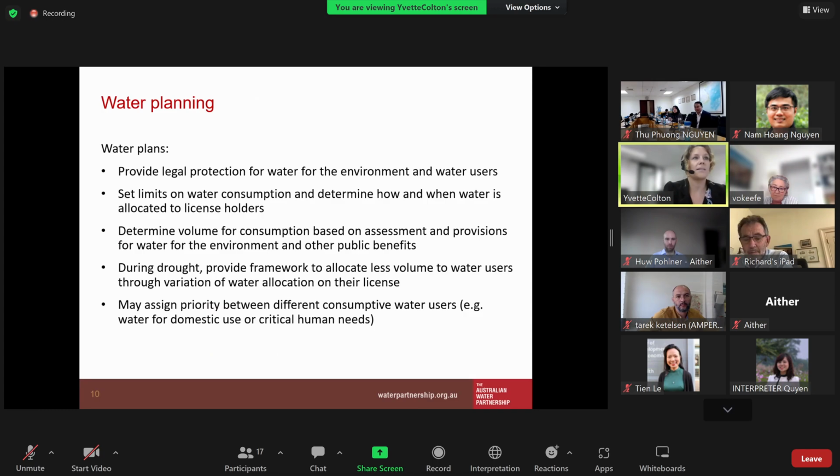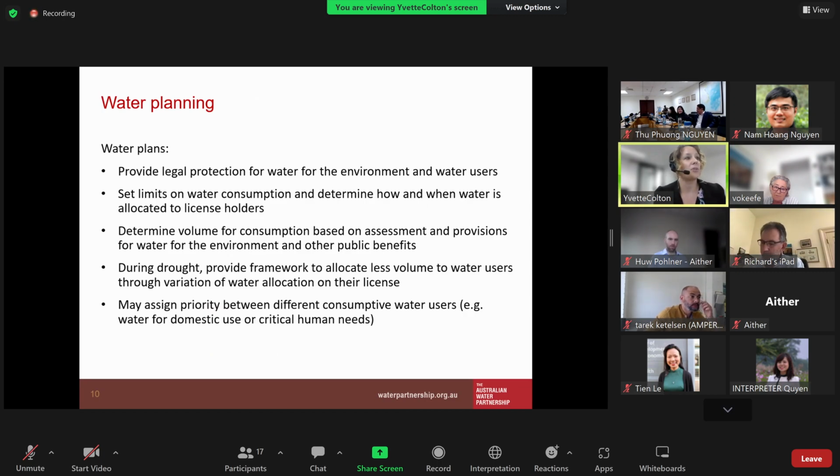So water plans are the key instrument that we use in Australia as part of our water management regime to support long-term water security and respond to drought. They're important because they provide arrangements to deal with changes in water resources in a responsive and fair way. They are provided for under the law, and they provide legal protection for the environment as well as water users. And there are arrangements that enable the provisions of plans to be enforced as well.